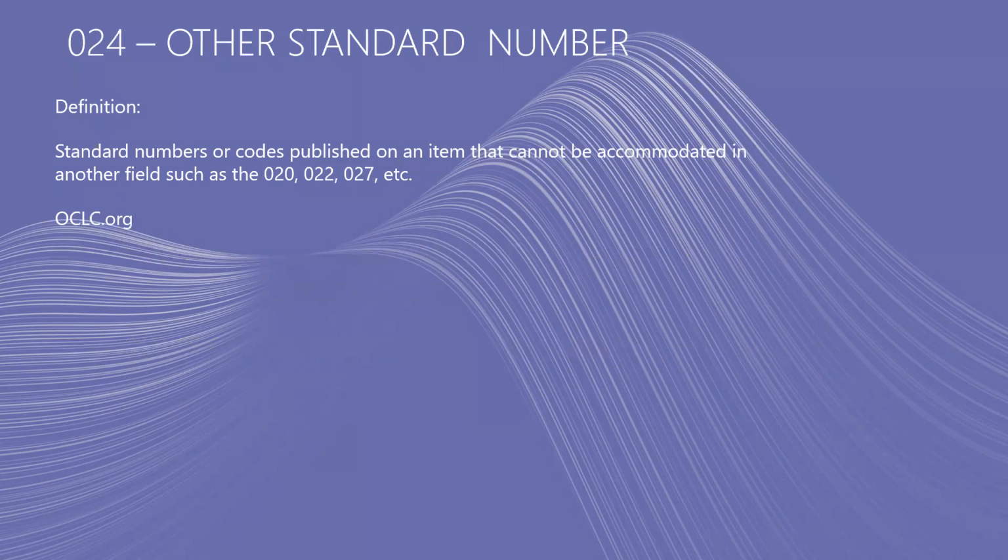024 is the other standard number. The definition for OCLC is standard numbers or codes published on an item that cannot be accommodated in another field, such as the 020, which is the International Standard Book Number, or ISBN, the 022, which is the International Standard Serial Number, or ISSN, or the 027, which is the Standard Technical Report Number, or STRN. The 024 is a required field, so if the information is on the item, then it should be recorded in the record.